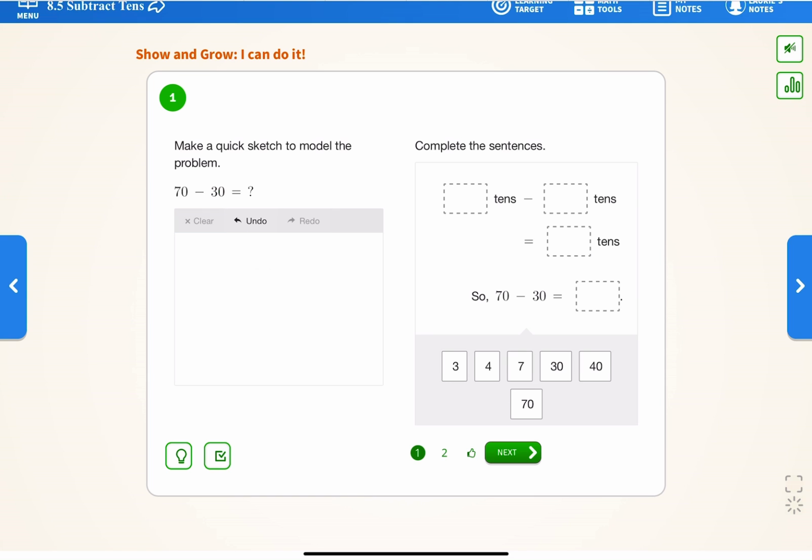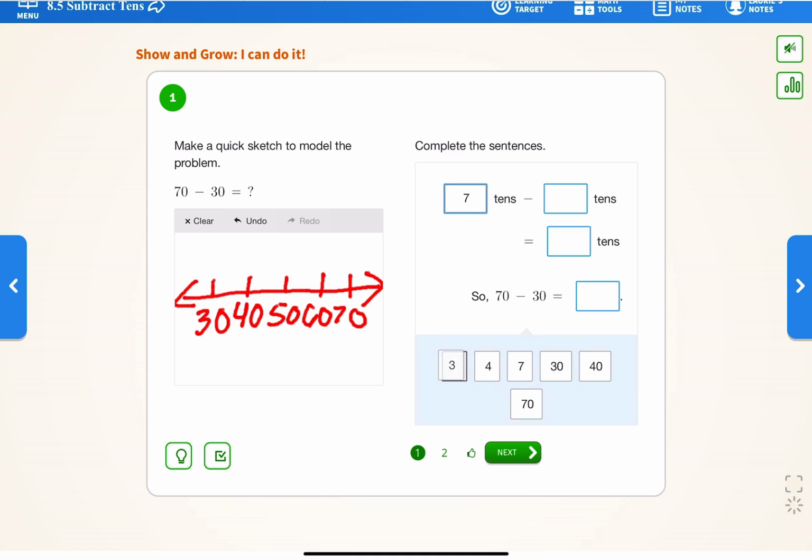Okay, I'm going to clear that. So I'm going to make a nice number line to show you guys. So we have 70, 60, 50, 40, and I'm going to pause at 30. Okay, so we are taking away 30 from 70. And if we look at the tens place value in 70, we know the number in the tens place is what? It is 7. And then we're taking away 30, which has 3 in its tens place. So 7 minus 3. So what's 7 minus 3?